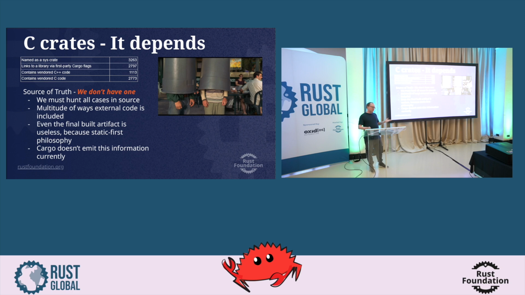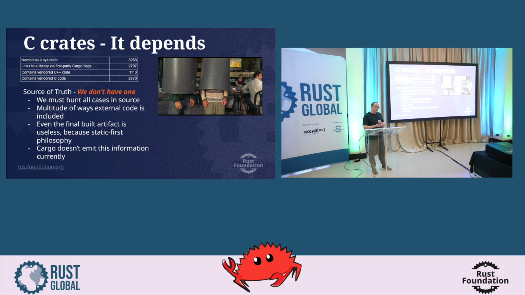If I just go off of things named sys crates, it comes out to about 3,000. If I want to start analyzing the build scripts or how they build, then I could say things that are actually using cargo flags from a build.rs comes out to about 2,700. But then I could go further and see, is there C++ code vendored in here? Are they doing a custom build and then linking it in? That comes out to about 1,000. And then is it C code? Another 2,700. There are these varying levels, because I'm trying to find all of the instances of the C code and the FFI boundaries, but there's actually a multitude of locations that I have to look and hunt down if I want to say with any certainty whether something's actually safe or not.